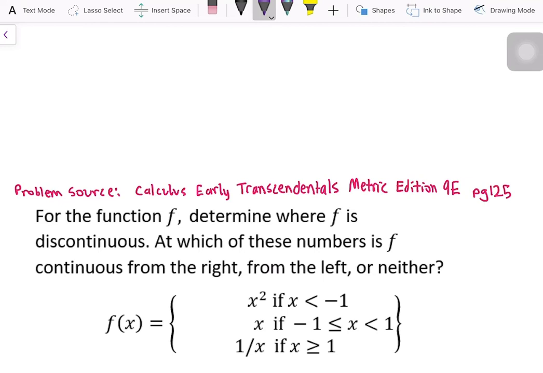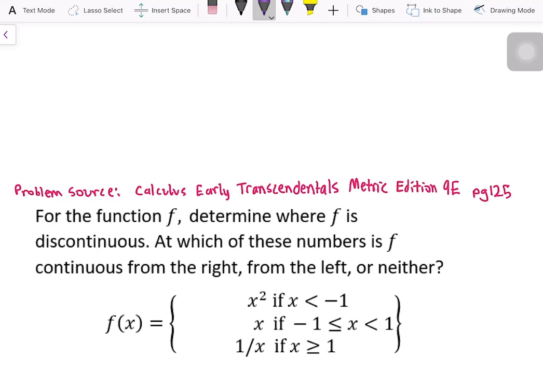In this video, we'll be having a look at the following calculus problem. So we have a function f, and we have to determine where f is discontinuous. And also, at the points where f is discontinuous, we have to find where f is continuous from the right, from the left, or neither.